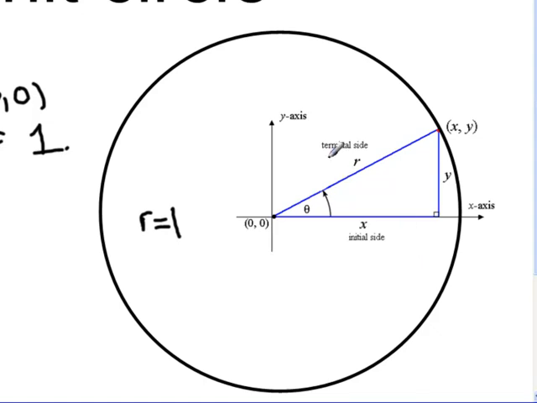And then based on what you did last year, we've learned how to define angles in standard position based on their angle of rotation away from the positive x-axis. So I'm rotating this terminal arm an angle of theta, and I get a point xy somewhere on the circle. And we can use trigonometry to figure out what the value of that point is.